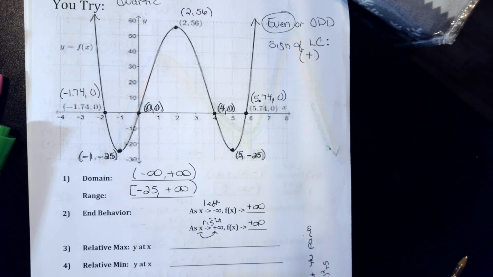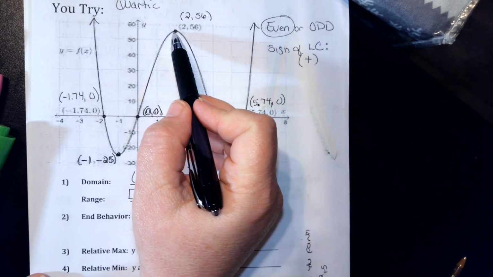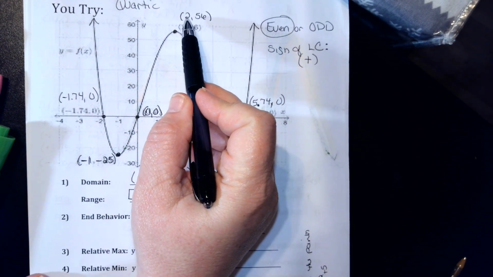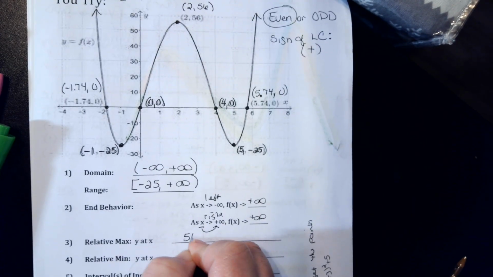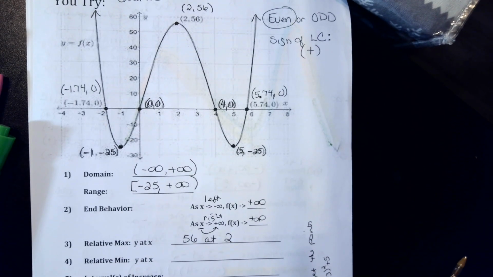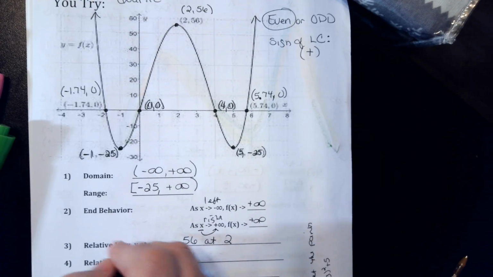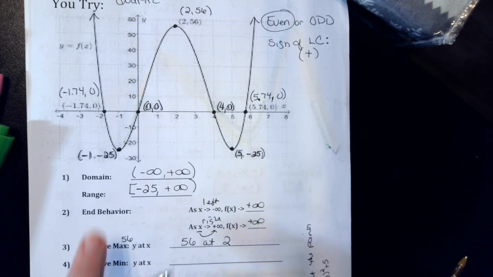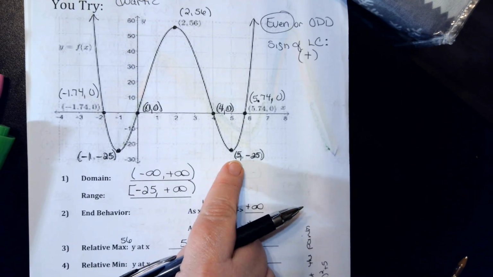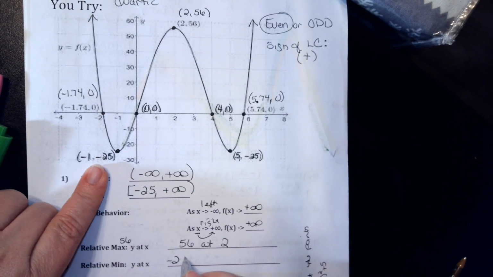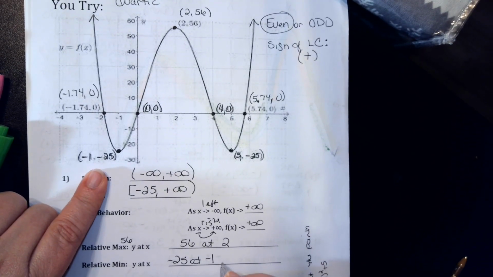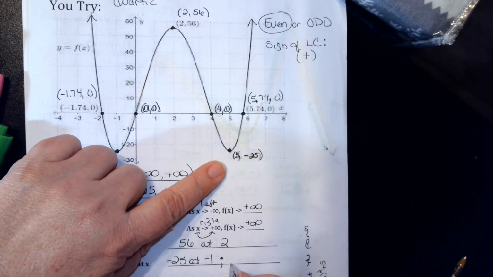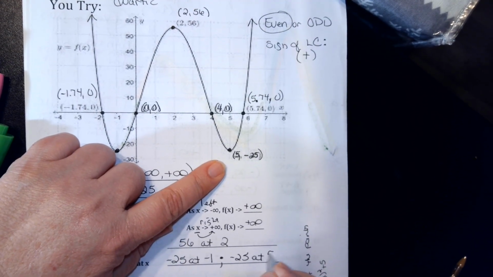For your relative max, this time we only have one highest point, so that's going to be 56 at 2. So 56 at 2. Now again, remember sometimes they might just put a 56. Sometimes they just put the y value. The relative minimums: we've got two relative minimums. We've got -25 at -1 and -25 at 5.